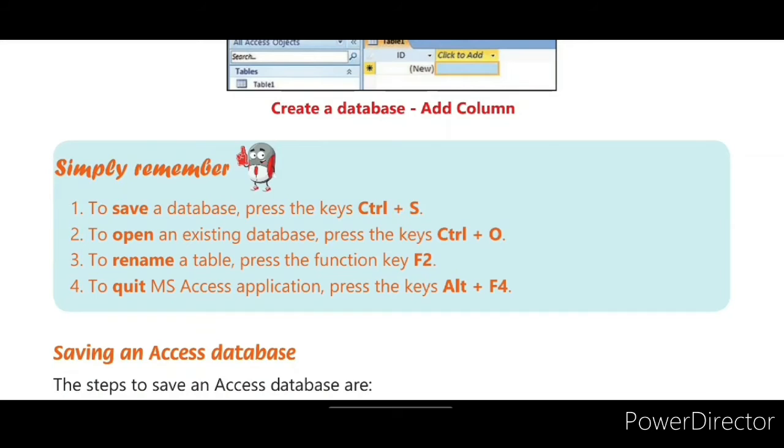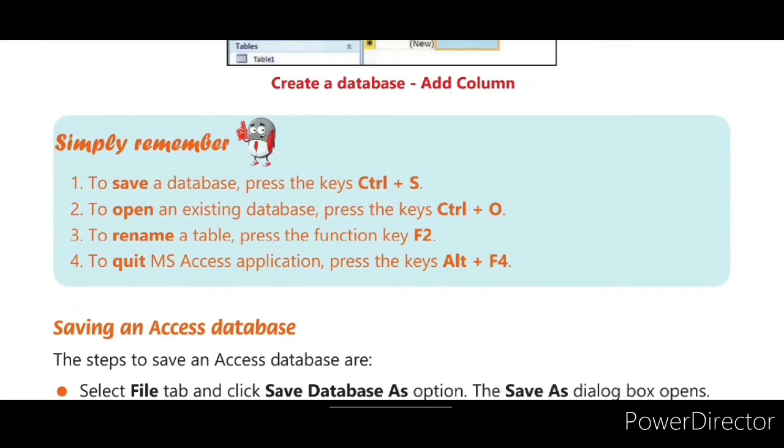These are the shortcut keys. To save a database, press Ctrl plus S. To open an existing database, press Ctrl plus O. To rename a table, press the function key F2. To quit the MS Access application, press Alt plus F4. These are the shortcut keys for MS Access 2010.